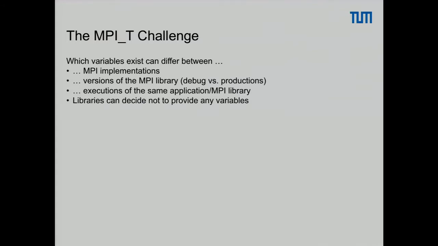Compare this to hardware counters on processors. If you run PAPI on a system, technically PAPI can always say there are no counters available on the system. The PAPI counters are different on every system, and the same thing is true here. So things can change between implementations, between different versions of the library, and between different executions of the same library.